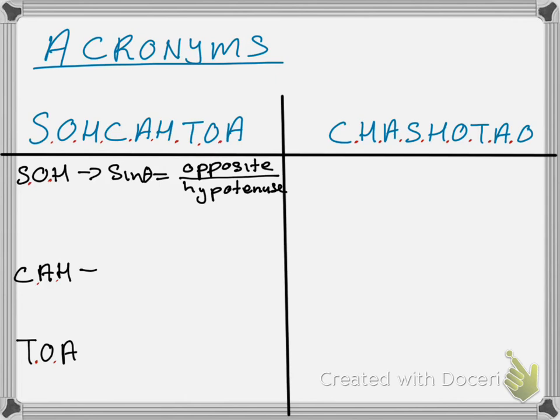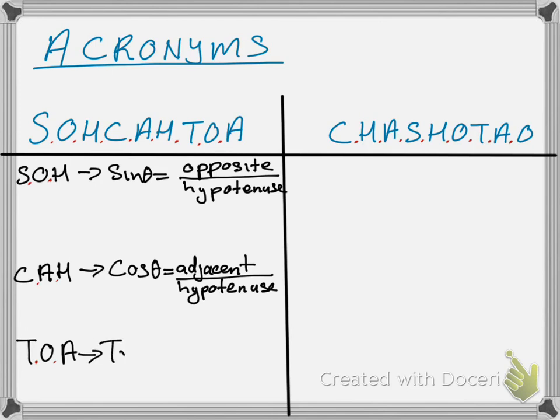This applies in a right angled triangle only. SOH: sine of an angle is equal to opposite all over hypotenuse. And then CAH stands for cos of an angle, which is equal to the adjacent side divided by the hypotenuse side. And then TOA stands for tan of an angle, which is equal to the opposite side all over the adjacent side.